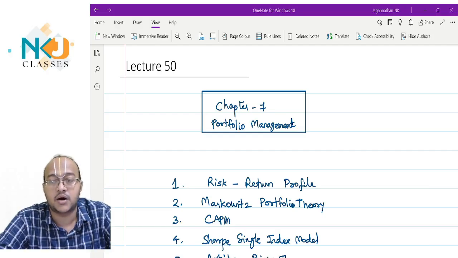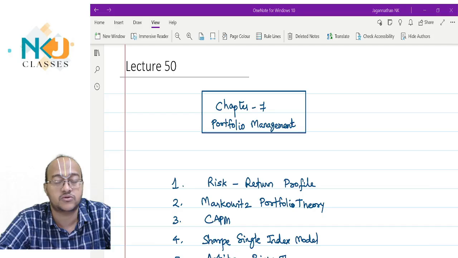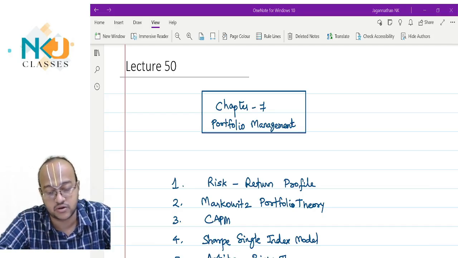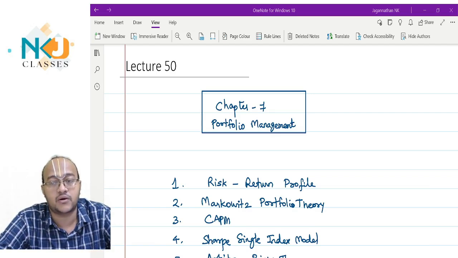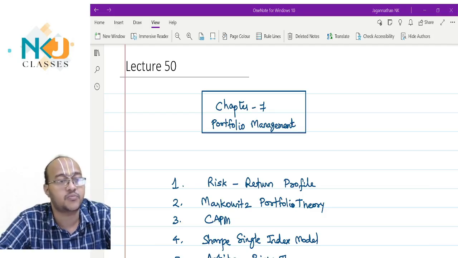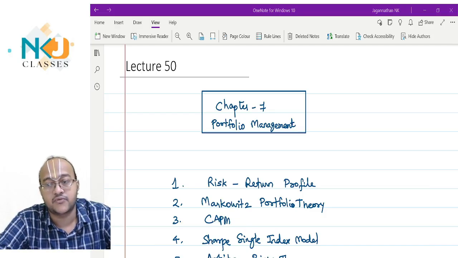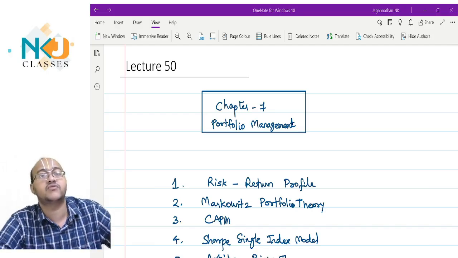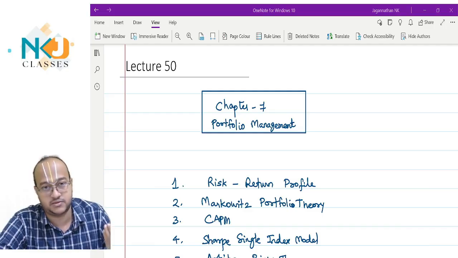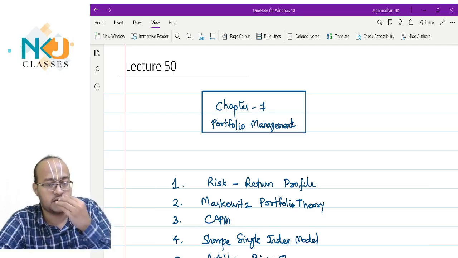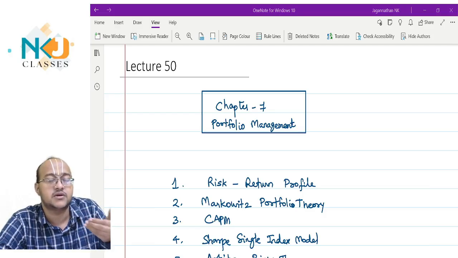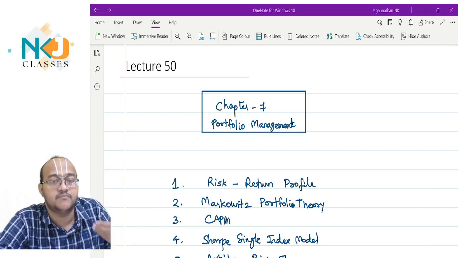Sometimes we also find out the risk of the market, correct? The entire market's risk we will also find out later. Sharpe single index model and all, we will find out those things also. So predominantly, we need to measure risk. First we need to measure the risk of the security or portfolio. Are you understanding? Then for a given level of risk, how much return we should ask. These are the two things we are going to learn in this chapter, correct? For a given level of risk, how much return we should ask will become our required rate of return, that is KE.